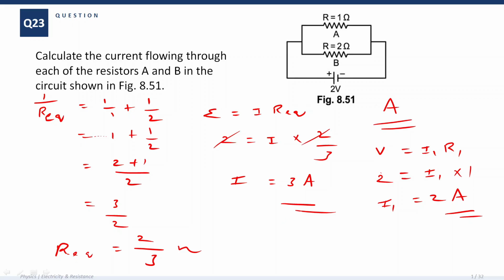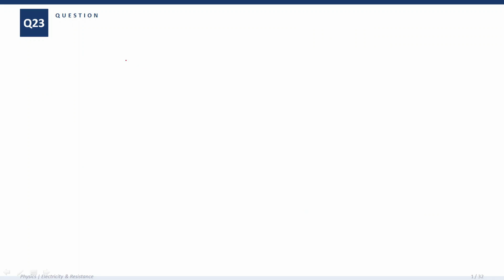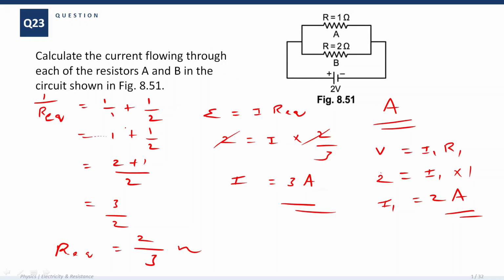And resistor B, similarly. At B, V equal to I2 R2.